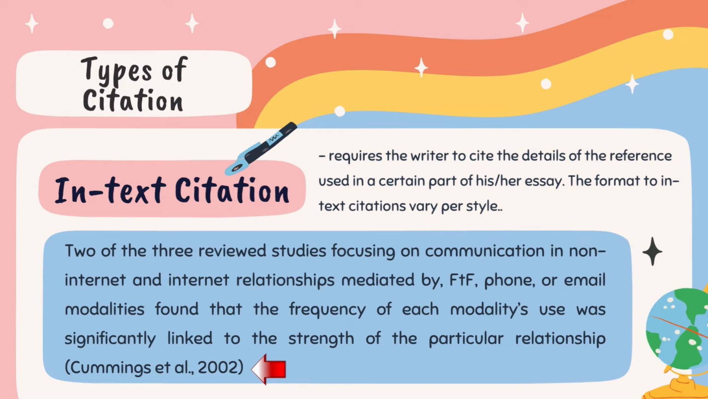The first type of citation is in-text citation. In-text citation requires the writer to cite the details of the reference used in a certain part of his or her essay. The format in the in-text citation varies per style. Cumming et al. 2002 is an example of an in-text citation.